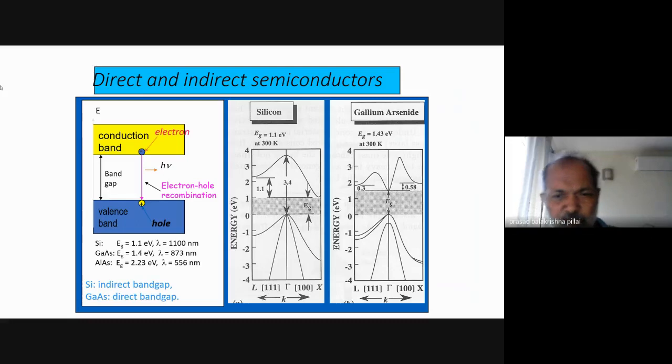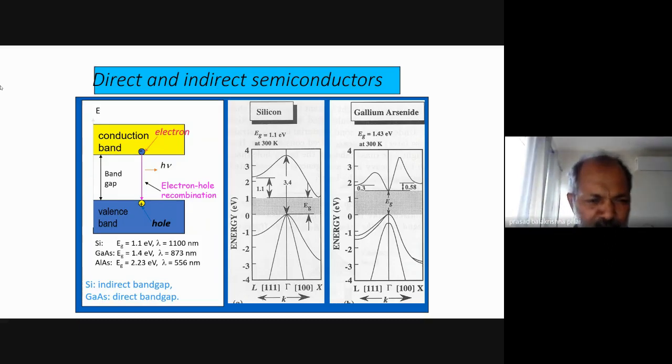So I'm just showing the energy gap. Here you can see that for silicon, I have shown the indirect band gap at a higher value. Otherwise, 1.1 is the gap. And you can see that gallium arsenide is again very close to silicon, 1.43 electron volt. This is at room temperature actually.